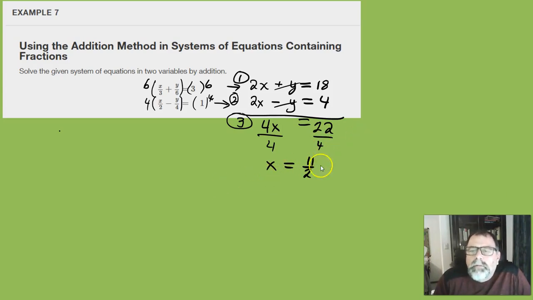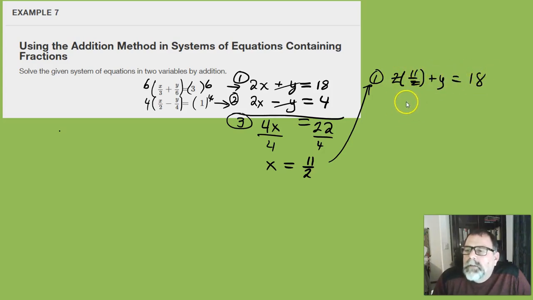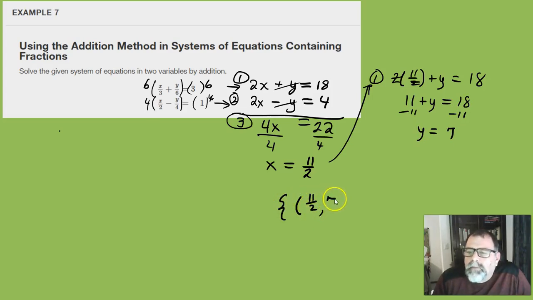Now we're going to take this answer, we'll plug it into the new equation 1. So 2x, x is 11 halves, plus y equals 18. So here the 2's cancel, and then subtract 11 from both sides. So y equals 7. So our solution is 11 halves, 7.